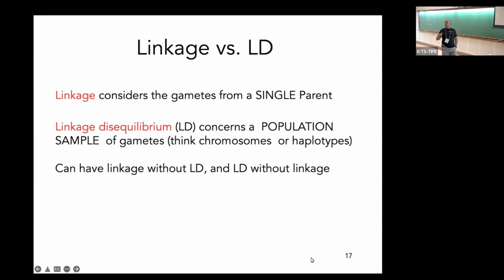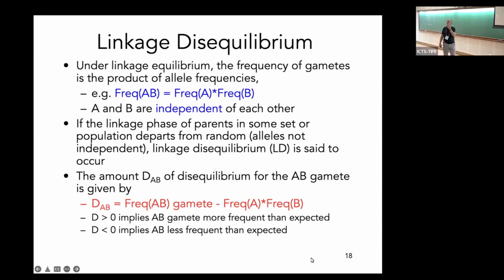So linkage is following the gametes from a single parent. That's what you're following, because if you have linkage, then you should see alleles that co-segregate from that parent. These don't show independent assortment. Linkage disequilibrium, often more correctly called gametic phase disequilibrium, concerns a population sample. You can have linkage without LD and you can have LD without linkage, although when you have this case, it usually decays away fairly quickly. So let's talk a little bit about that.